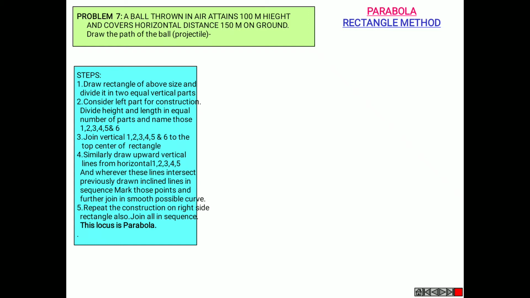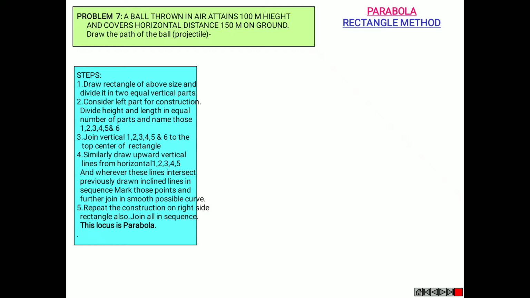Join vertical points 1, 2, 3, 4, 5 and 6 to the top center of the rectangle. The fourth step is similarly to draw upward vertical lines from horizontal points 1, 2, 3, 4, 5, and wherever these lines intersect the previously drawn inclined lines in sequence, mark those points and join them in a smooth curve. Then repeat the construction on the right side too and join all the sequences. So the obtained locus is a parabola. Okay, we will see the construction.